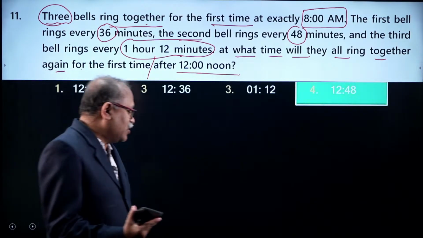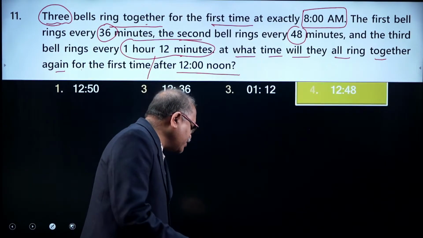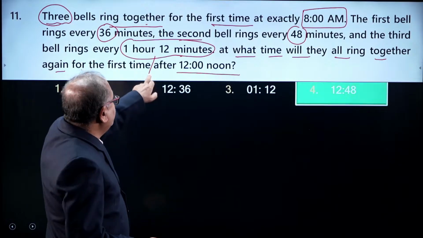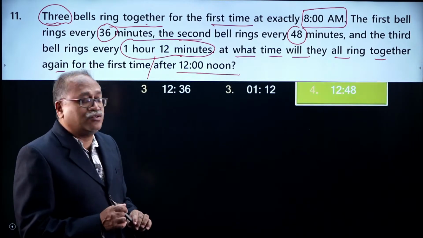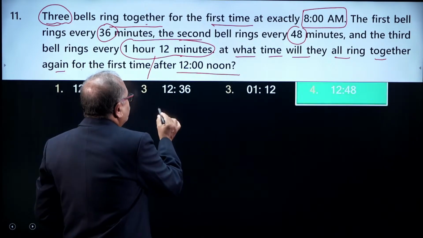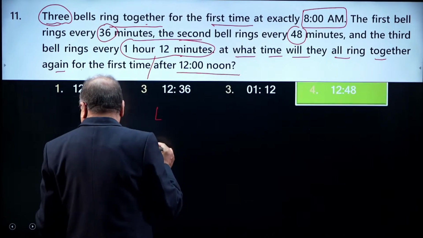Well done. Now we will see how I should answer the question. So, if 12 noon were not there, what I am going to take is the LCM.